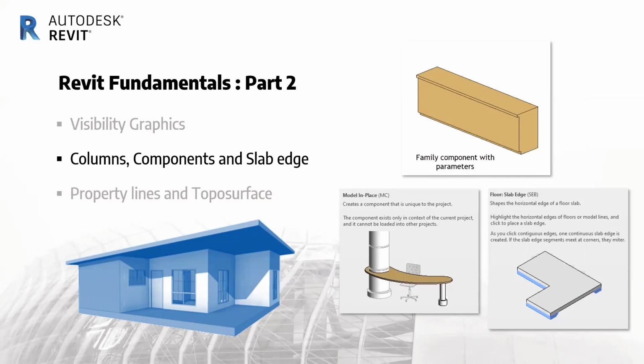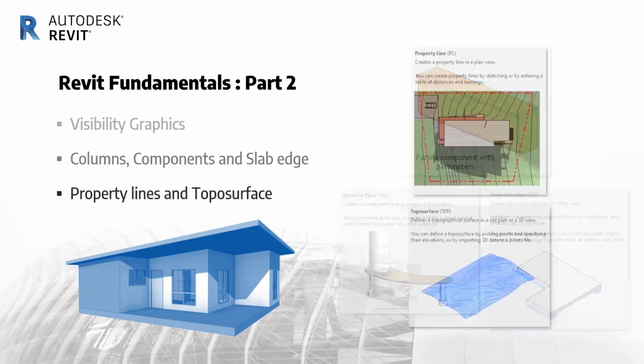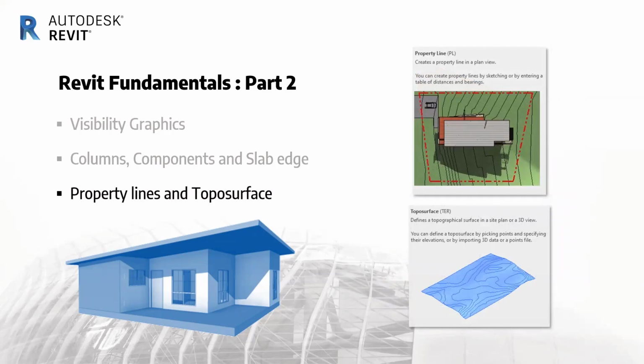I will then add slab edge beams, internal beams, and a step down to the floor slab. Next, I will create a site plan using the property line tool and add a topo surface to the site. Okay, so let's get going.